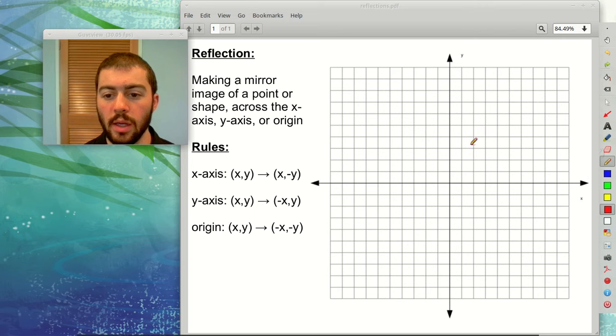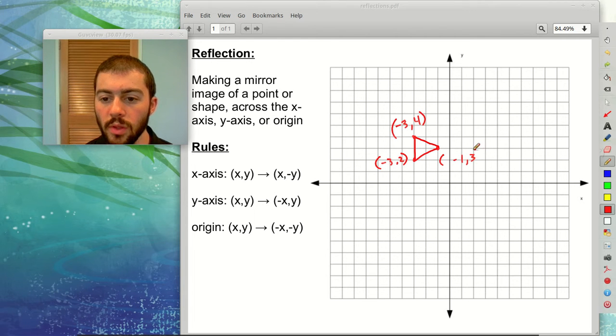So here we could take an example. Let's draw ourselves a triangle over here. We could make a little triangle like this, and try to reflect it over the x-axis. First we want to figure out the coordinates of the points of the triangle. The bottom corner here we would have (-3, 2). At the top corner we would have (-3, 4). And the side point here we would have (-1, 3). We could take all of these points and apply the rule for reflecting over the x-axis and negate the y-coordinate on all of them.